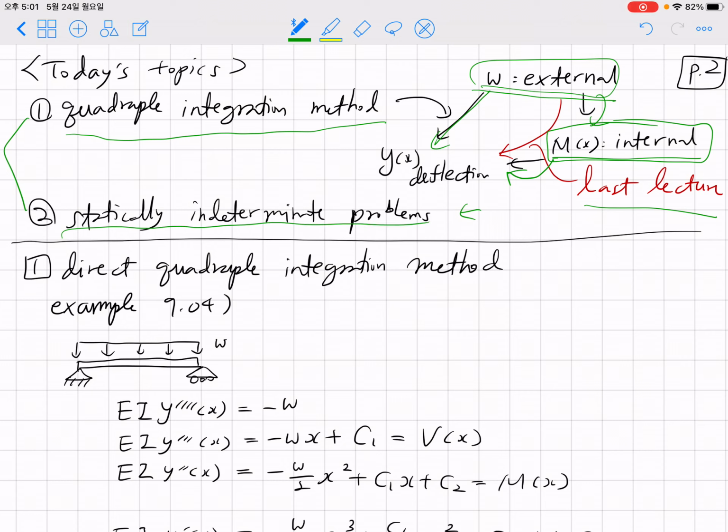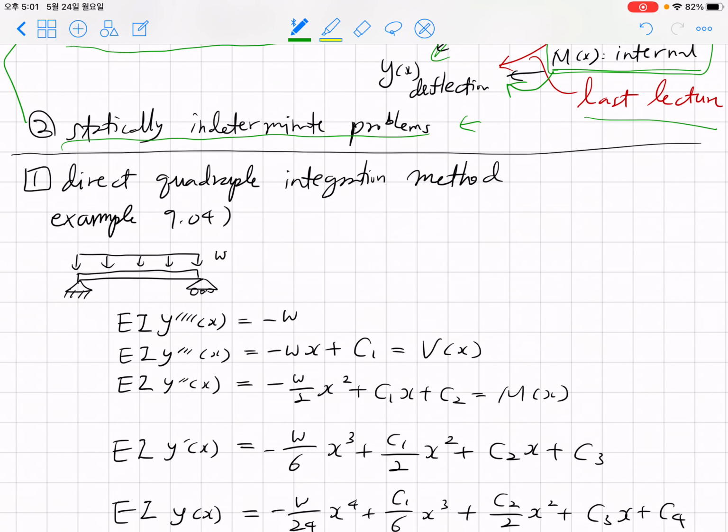If you recall what you have done back in axial loading and torsional loading classes, we always covered statically indeterminate problems. However, for pure bending and beam deflection, we didn't discuss statically indeterminate problems. Finally, we'll be able to discuss statically indeterminate problems because we finally learned the deflection of the beam under bending. Okay, so let's begin from the first topic, which is the direct quadruple integration method.